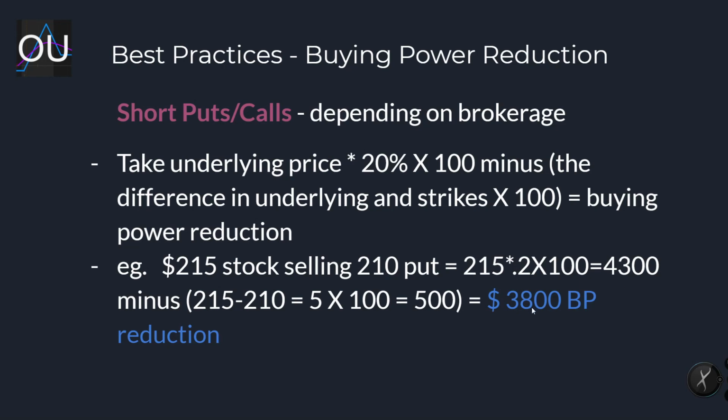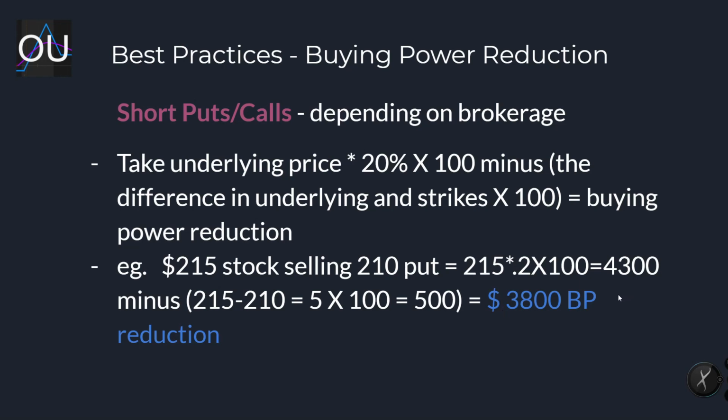It gets reduced because you're selling an out of the money put, which has a higher probability of profit, and the brokerage house will give you credit for that. So you're reducing your buying power a little bit here, and it's now a total of $3,800 buying power reduction. This is the buying power reduction that we want to use for our position sizing.